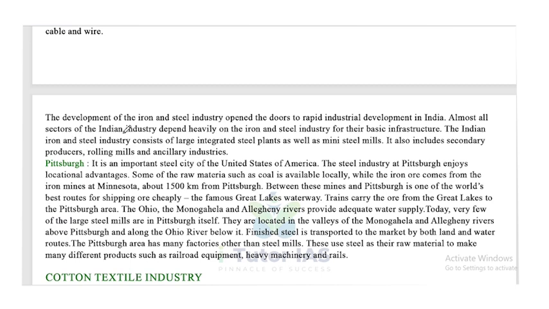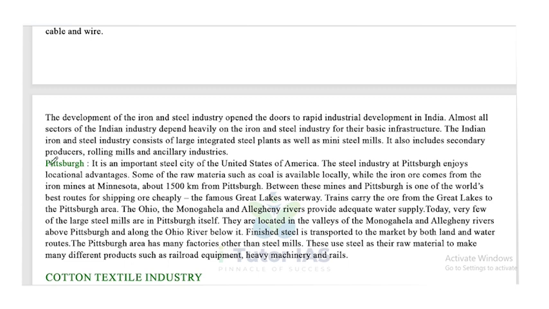The development of the iron and steel industry opened the doors to rapid industrial development in India. Almost all sectors of the Indian industry depend heavily on the iron and steel industry. The Indian iron and steel industry consists of large integrated steel plants as well as mini steel mills. It also includes secondary producers, rolling mills and ancillary industries.